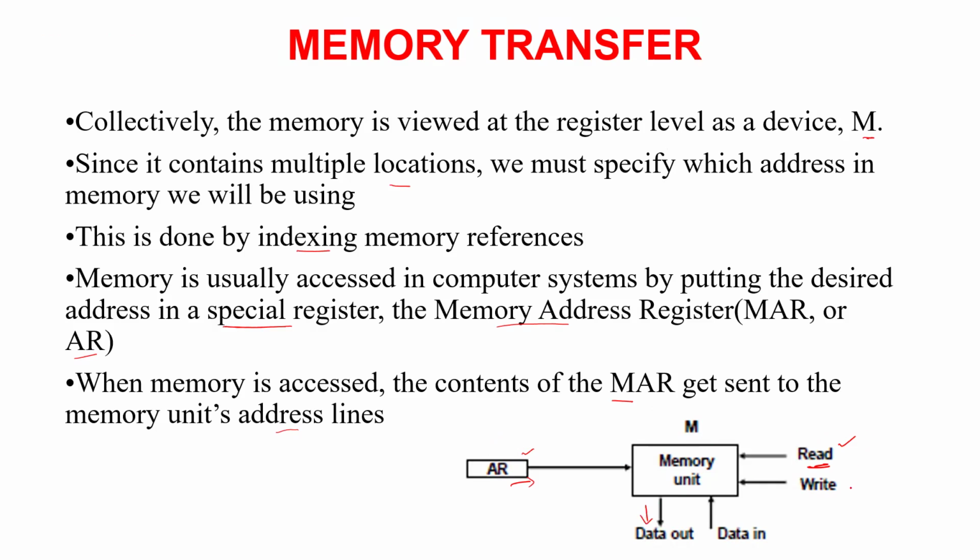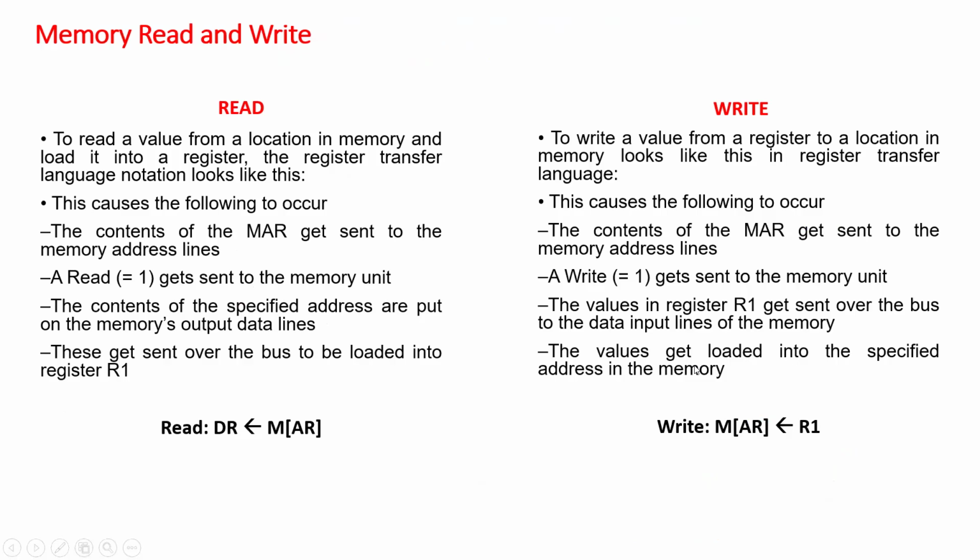Whereas to perform the write operation, again first we have to give the address of memory, in which place we are trying to store the information. That location address should be given by the address register. Okay, and then we'll enable the write operation. Then finally we are able to store the data at the particular location. That location is assigned by the address register.